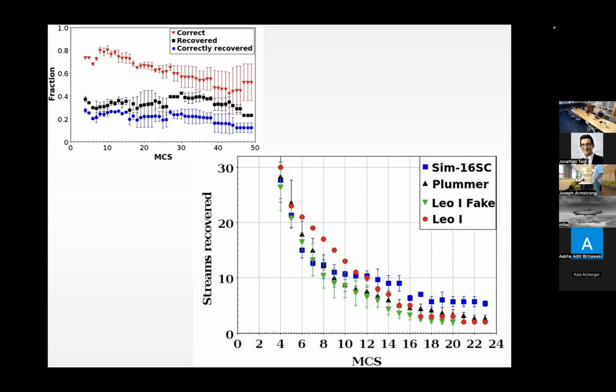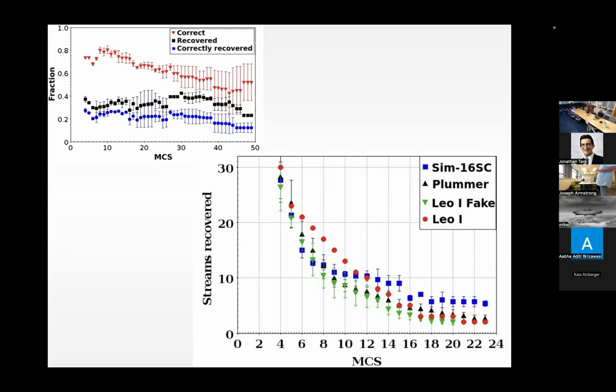So in our simulation, 100% of the stars belong to streams, because that's how our model was set up to be. And we can recover about 80%. That's the red line. And this MCS is the minimum number of stars we require to be together to be called a stream.